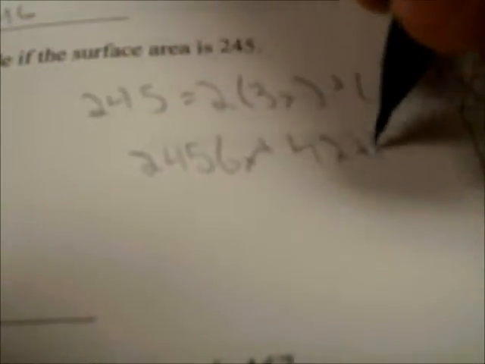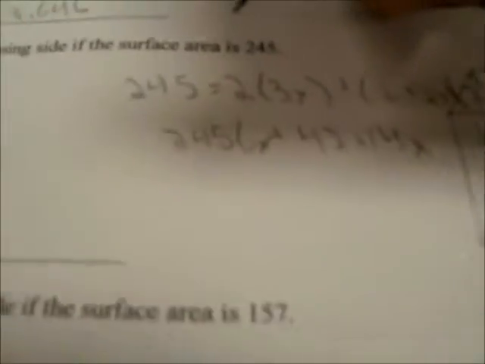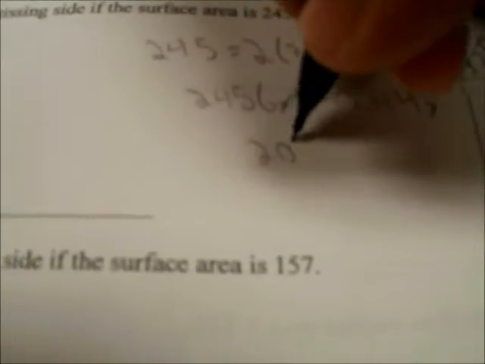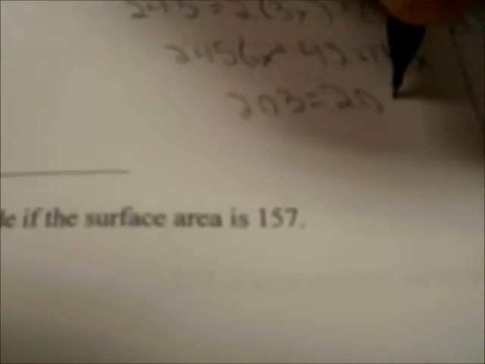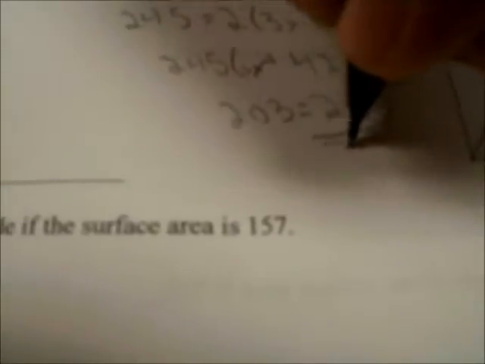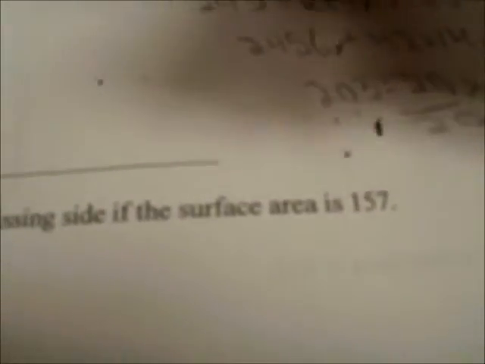245 equals 6x plus 42 plus 14x. We simplify that down even more to 203 equals 20x, all over 20. X equals 10.5.